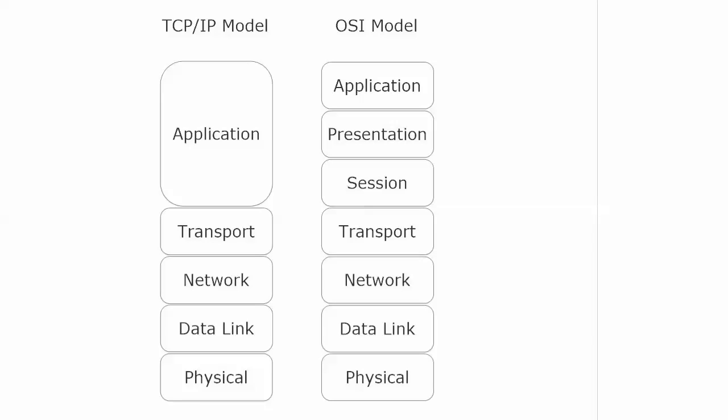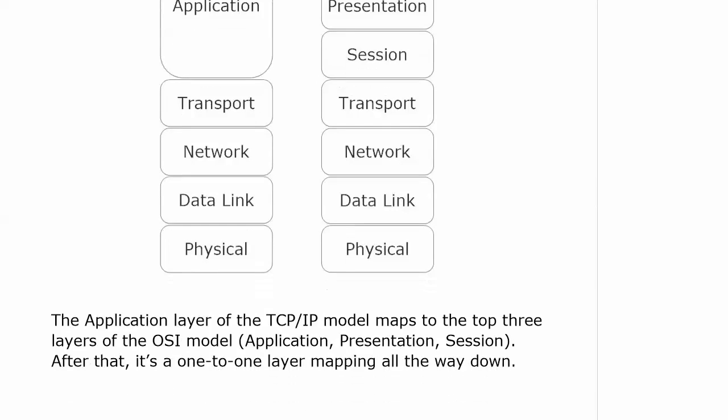You can see the bottom 4 layers of each model: physical, data link, network, and transport, map directly to their same-name counterpart in the other model. That is easy exam points. Watch the top one, because in the TCP/IP model, you have the application layer, which maps to the session, presentation, and application layers in the OSI model. So everything that's done in those 3 layers that we talked about in the previous video, session, presentation, and application, is all going to be done by the application layer in the TCP/IP model.